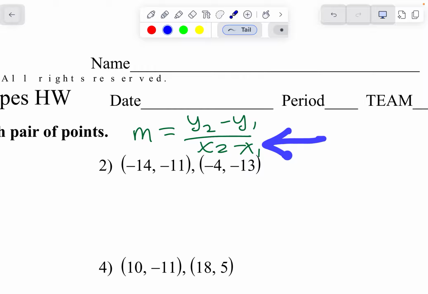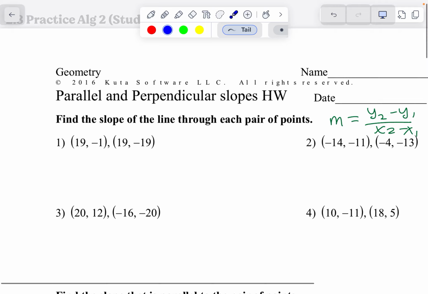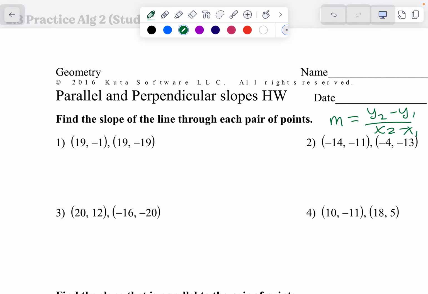Okay, so let's do number 1 together. If you're going to use that formula, label your points as x1, y1 and x2, y2. And then we're going to plop those values into our formula. So it'd be negative 19 minus negative 1 over 19 minus 19. And so we end up getting negative 19 plus 1. Remember that second piece will always change sign, over 0, or negative 18 over 0.